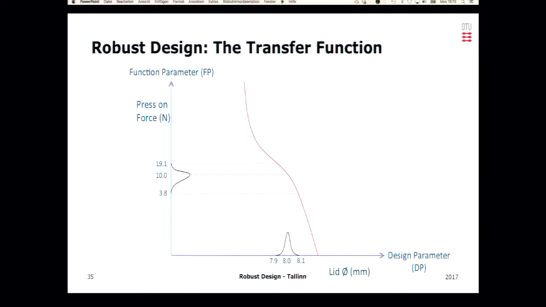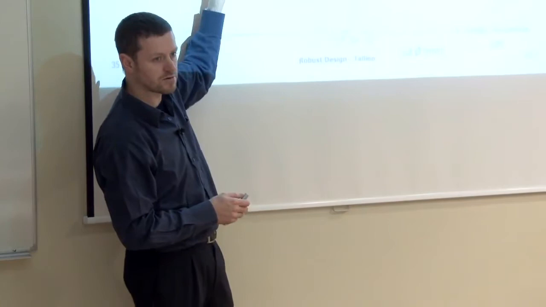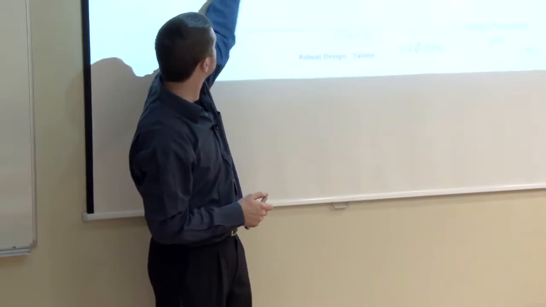But we know when we produce these lids, they will never be exactly the same. They will vary in production with a distribution, let's just say a normal distribution in this case. And then based on this, which is the transfer function, that red line there is the physics that connects this lid to this base. We can say that a 1 millimeter increase in the lid diameter will lead to a 6.2 newton reduction in press-on force. And a decrease of 1.1 millimeter will lead to a 9.1 newton increase in press-on force.